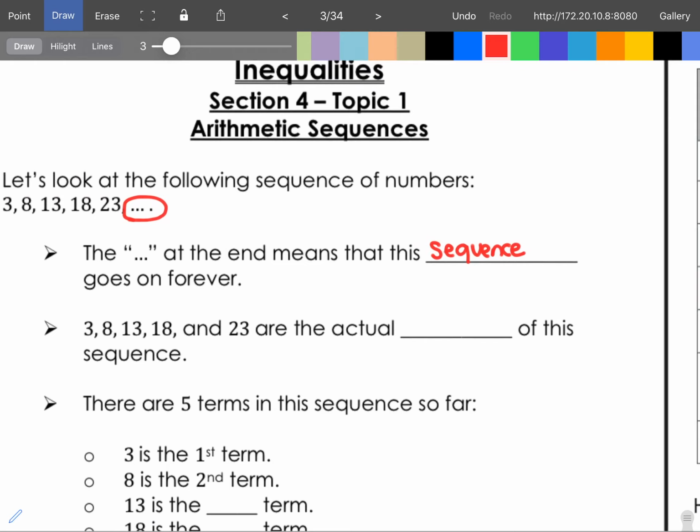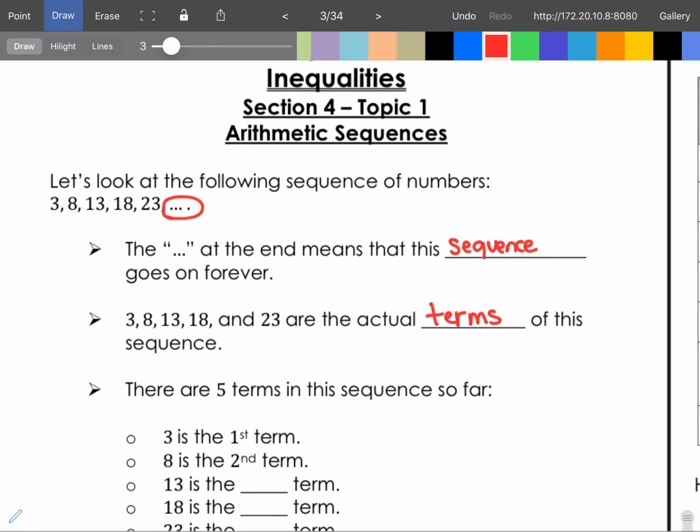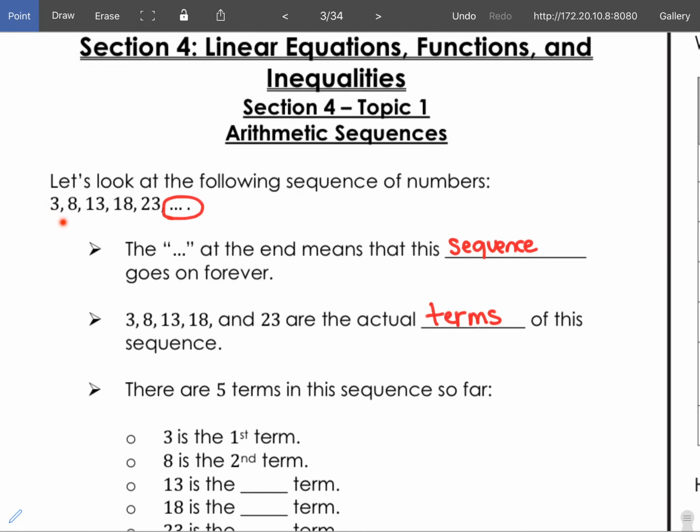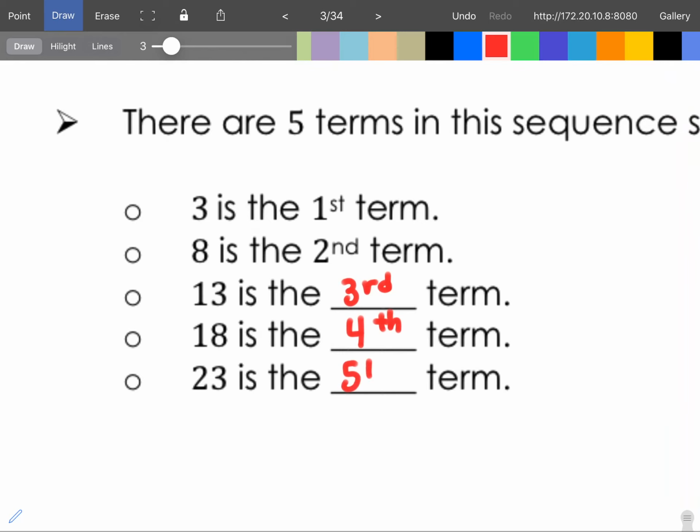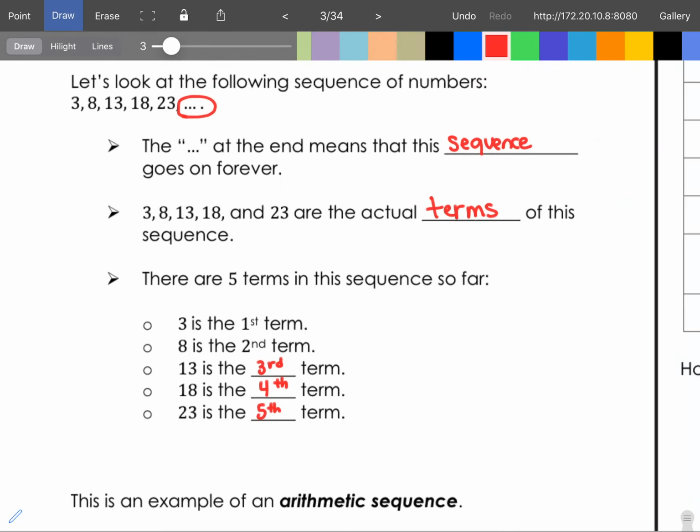3, 8, 13, 18, and 23 are the actual terms of this sequence. So each one of those is called a term. There are 5 terms in this sequence so far. 3 is the first term. 8 is the second term. 13 is the third term. 18 is the fourth term. And 23 is the 5th term. So there's nothing fancy about that. We're just counting in order.